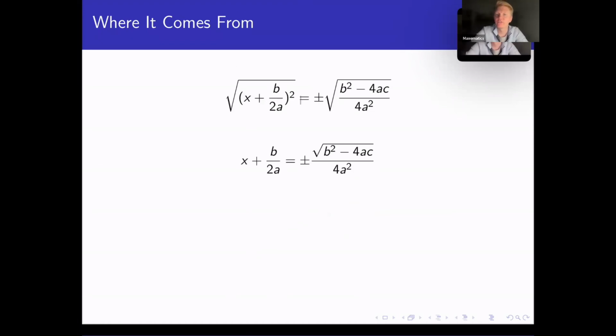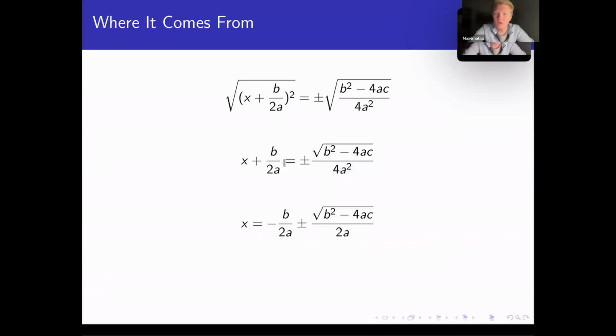Well, now square root property says take the square root of both sides. When we do that, the square root cancels out, x plus b over 2a. This was a little bit of a mistake. This square root should still extend over everything. That's a small mistake. It should be square root of 4a squared at the bottom here. Okay, yeah.